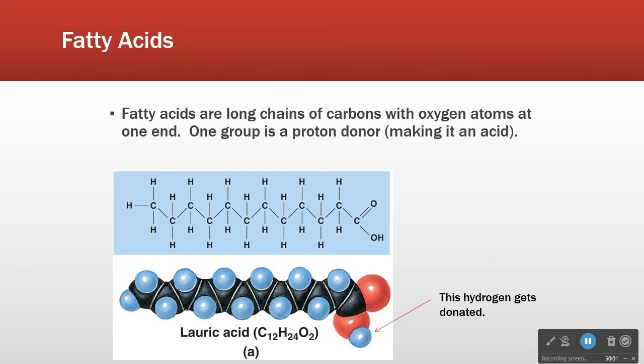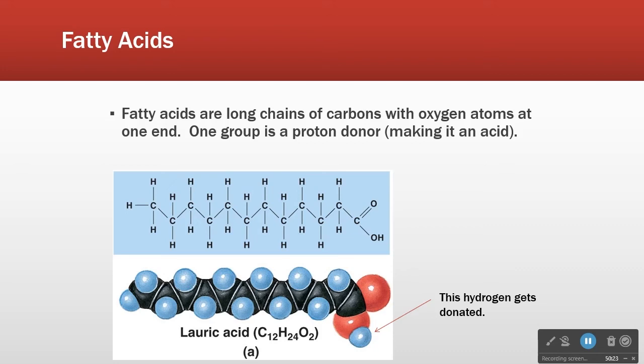So this is our dear friend, the fatty acid. This is the most simple kind of fat. So you can see that it's a long chain of carbons with hydrogens balancing out. And then only at the one end do we really have anything interesting. And we have 2 oxygen molecules and a donatable hydrogen ion.